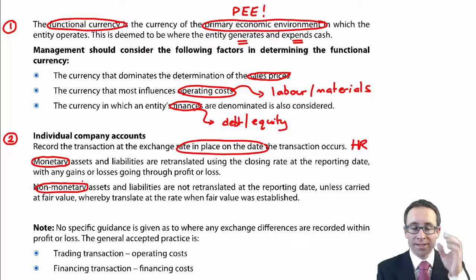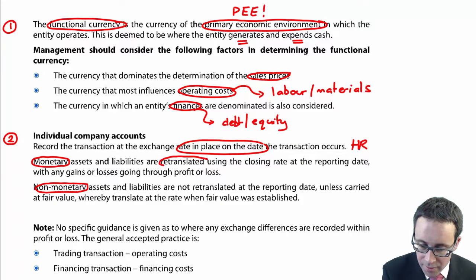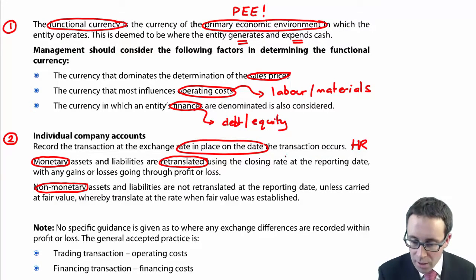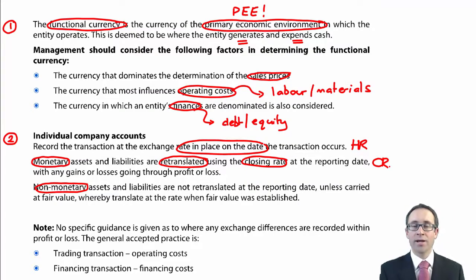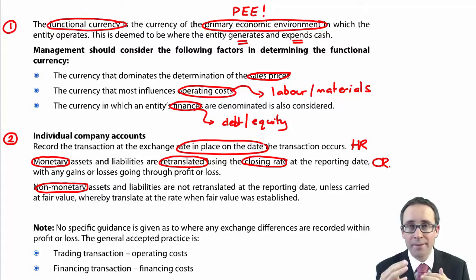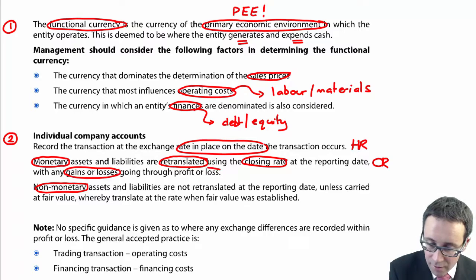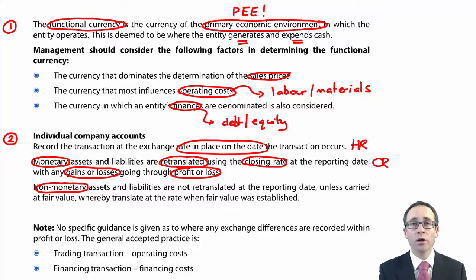Because they are readily convertible into cash and they are denominated in a currency that is different to your functional currency, what you need to do there is at the end of the year, you need to retranslate, and you retranslate there at the closing rate, CR. Okay, and with that translation, there could then be gains or losses depending upon whether the value of the asset's gone up or down, and similarly with the liability. Any gains or losses that you have go immediately through profit or loss.